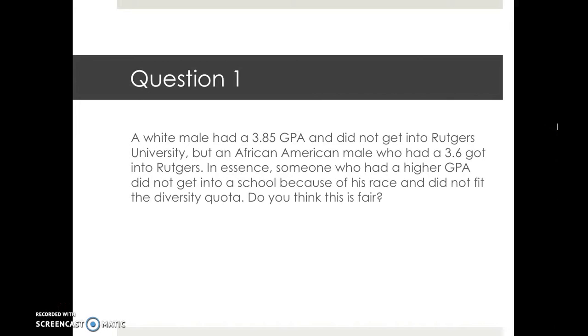So now I'd like to give a scenario and ask a question to pose to the class. A white male had a 3.85 GPA and did not get into Rutgers University, but an African American male who had a 3.6 got into Rutgers. In essence, someone who had a higher GPA did not get into his school because of his race and did not fit the diversity quota. Do you find this to be fair?